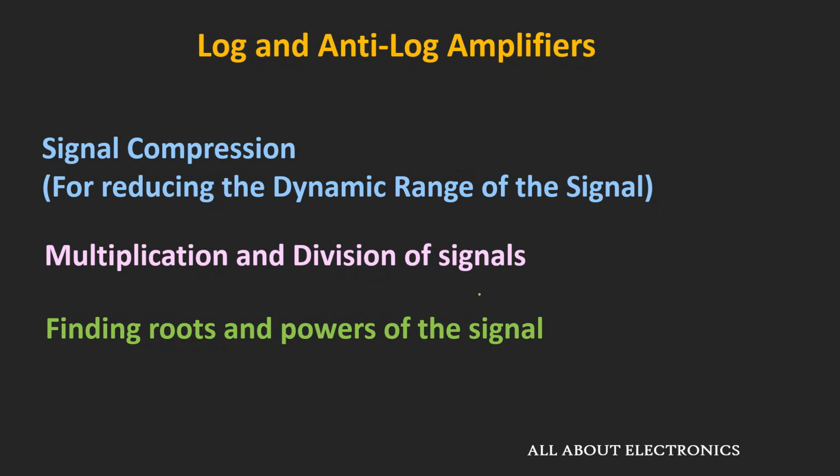So in this way, these log and anti-log amplifiers are very useful in performing the mathematical operations, or we can say that it is an essential part of the analog computer. So apart from performing these mathematical operations, these log and anti-log amplifiers are very useful for the signal compression. So using this amplifier, we can even reduce or enhance the dynamic range of the signal.